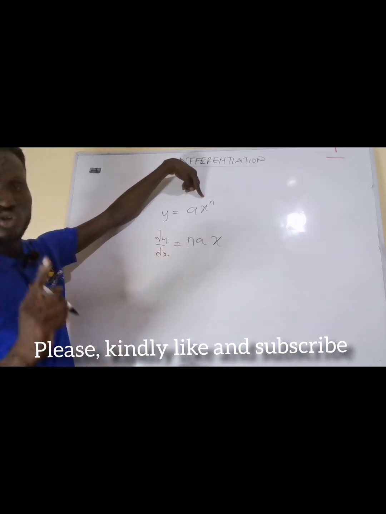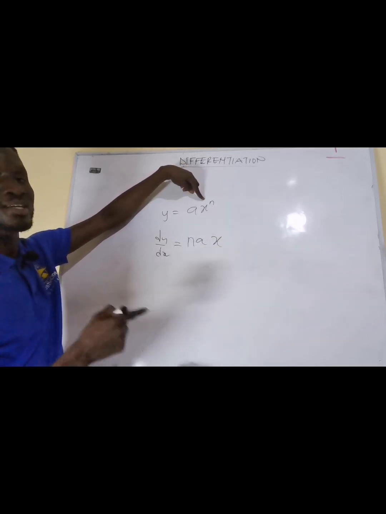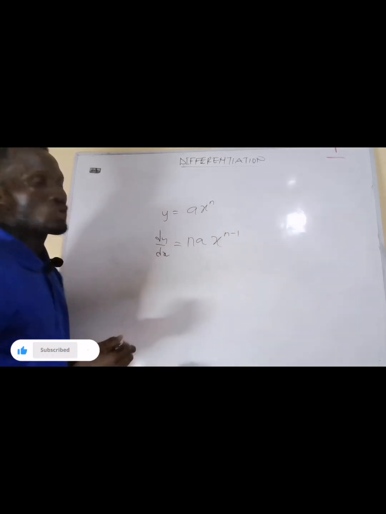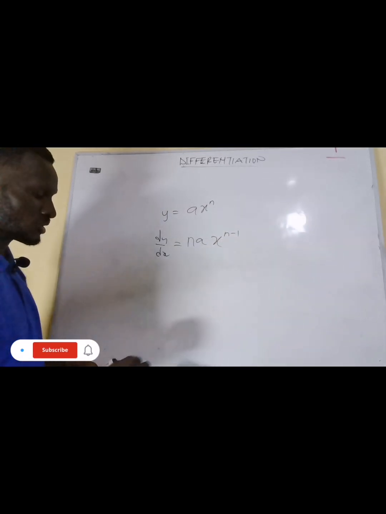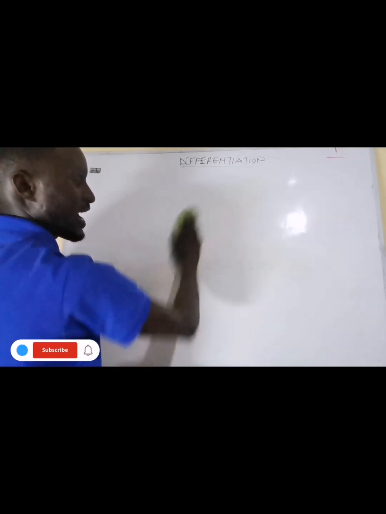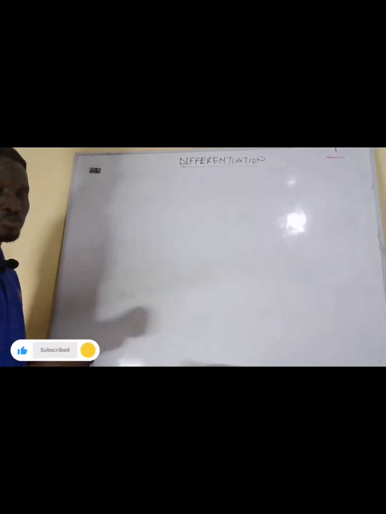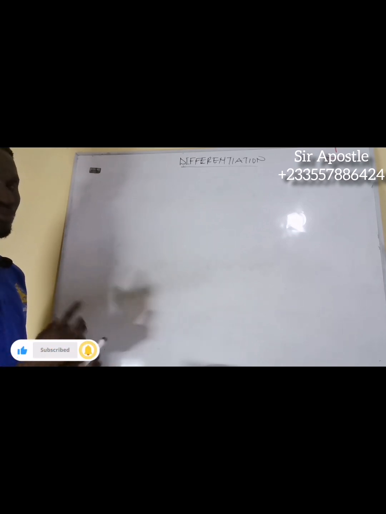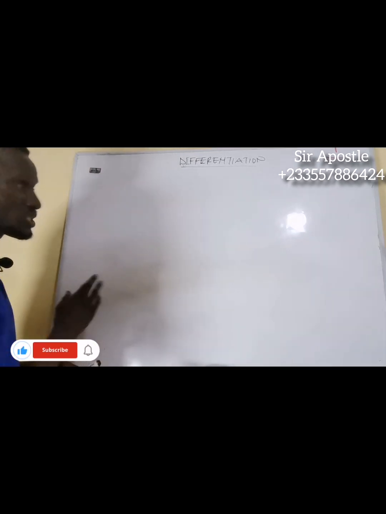Then the second thing we're going to do here is reduce the exponent by 1. Subtract 1 from the exponent, so n minus 1. And that is the general differentiation. Yes, that is what we talked about in the first video, and I solved other examples there. Please don't skip the first video; go and learn it before you come to this one. Now let's move on to another one.